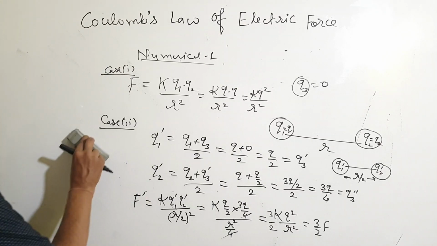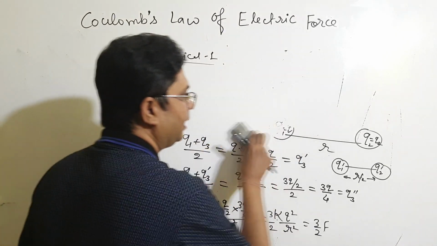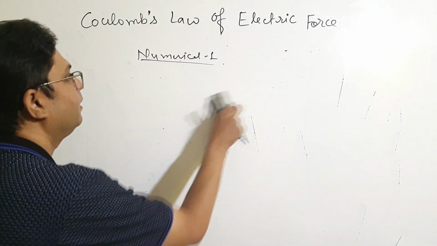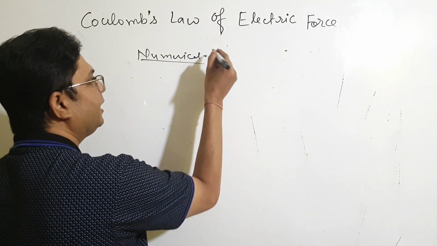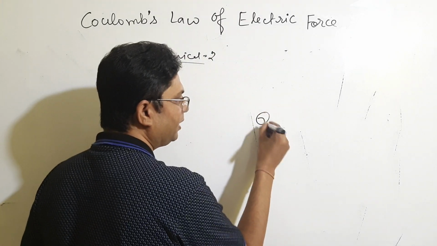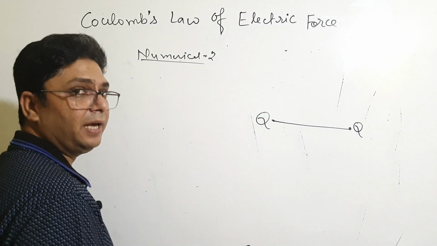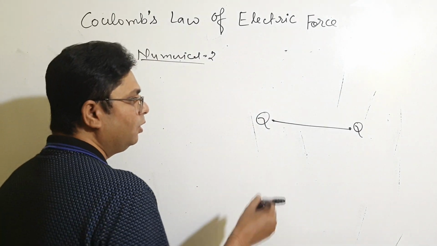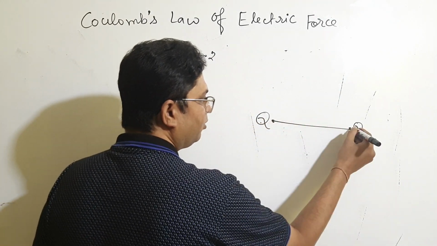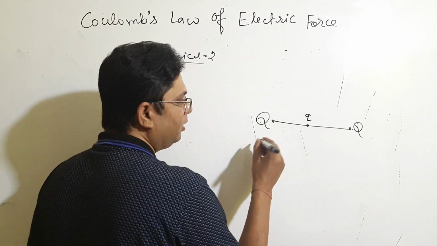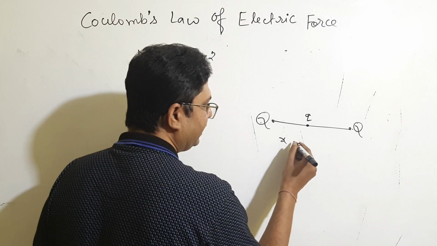Let us have another question for you. Numerical number second. Suppose you have a charge capital Q here. This is an important question, many times asked in examinations and in competitive exams also. This is capital Q. Let at the center we place a charge small q. So the distance is x.